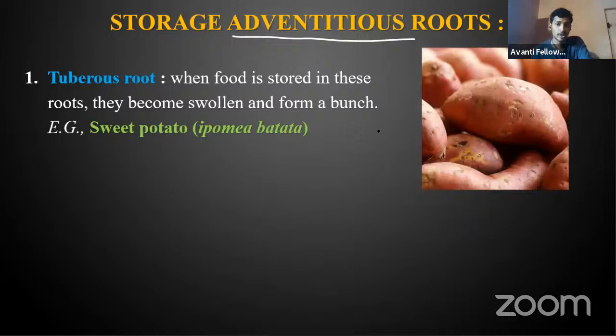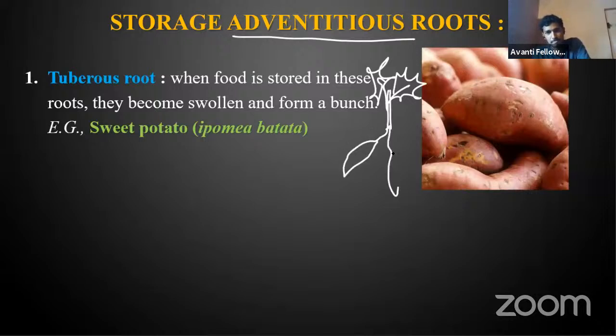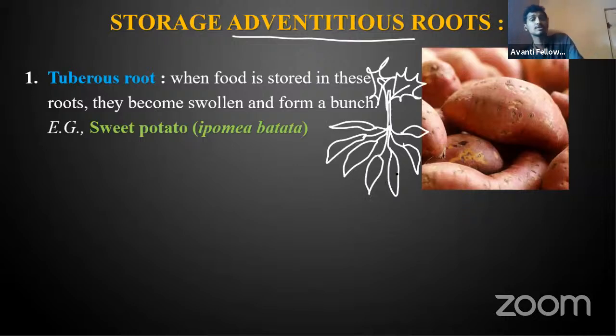An example is sweet potato. So here the plant will be something like this, and the sweet potatoes are something like this. That means in a single plant you can find more than one sweet potato. How is it happening? Because it's a fibrous root system, each root gives rise to a single sweet potato.